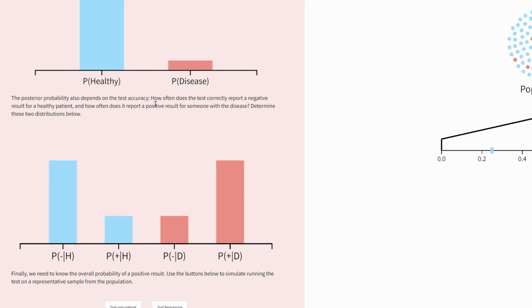The posterior probability also depends on the test accuracy. How often does the test correctly report a negative result for a healthy patient, right? That's really what you care about. False positives and the like. And how often does it report a positive result for someone with the disease? So this is essentially the probability of a negative given you're healthy, the probability of a positive given you're healthy, the probability of a negative test given you've got the disease. I mean, obviously these are massive numbers. I think this is just to prove a point, obviously, right?